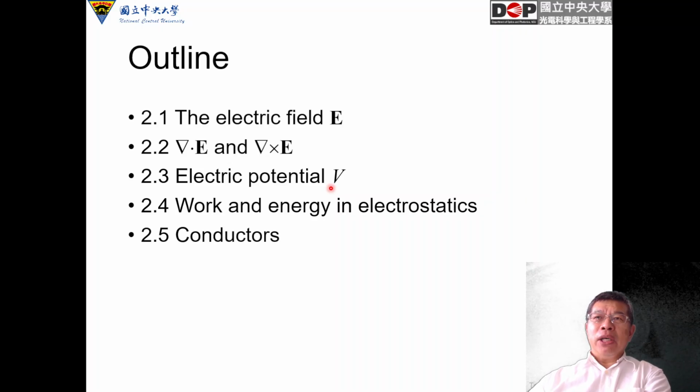And it is much more useful later on because, being a scalar, it's easier to handle in comparison with the electric field. The fourth part is the work and the energy in electrostatics. So we'll talk about the energy stored in the space and how much work we need to do when we encounter an electric field. And the last one is the conductor, and we'll talk about what we know most, which is the metals. So metal is a conductor, and we use metal to make wire to conduct electricity, so that's something we need to talk about.